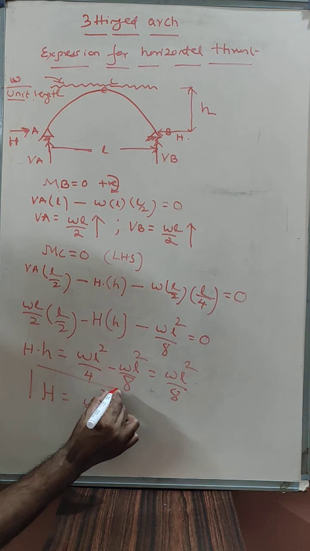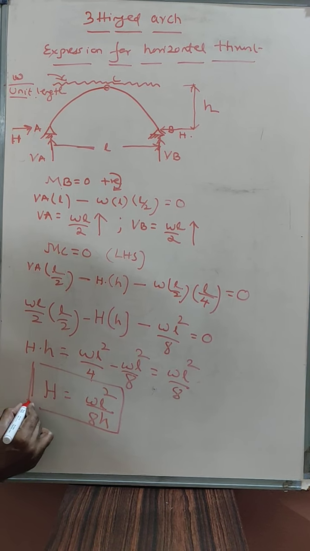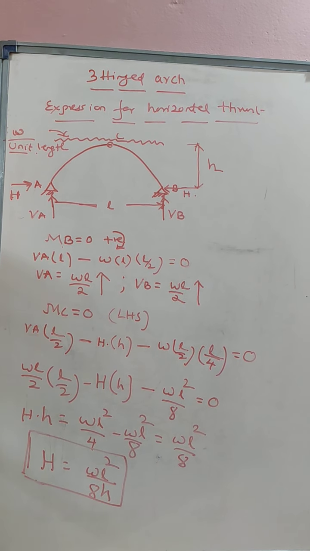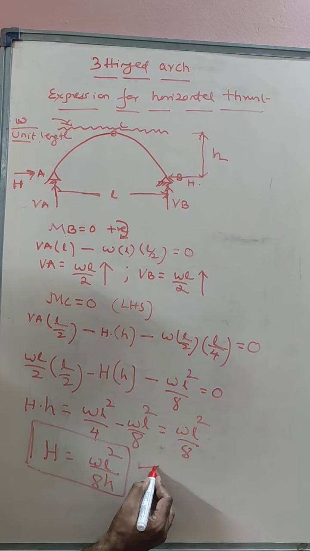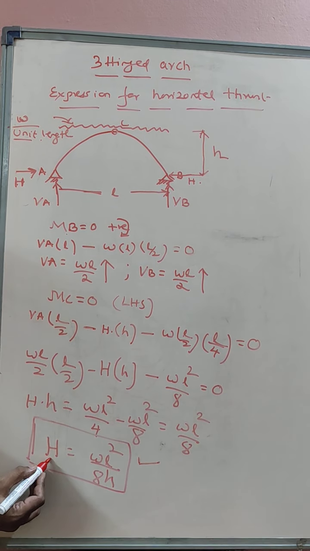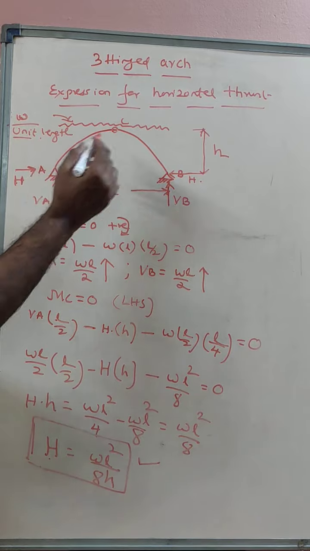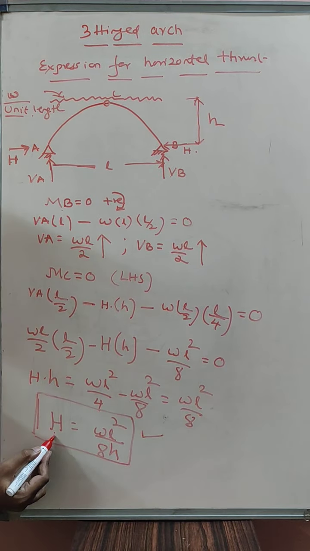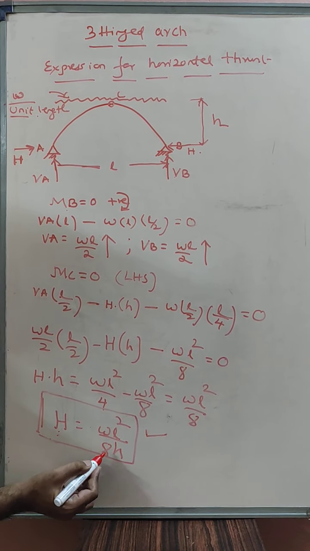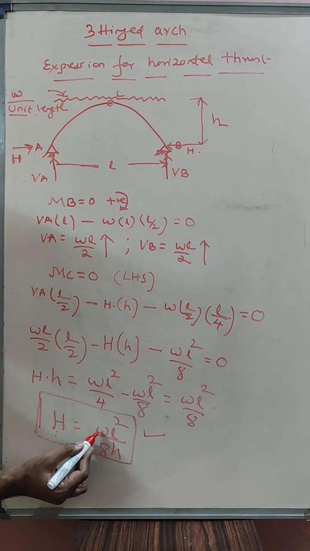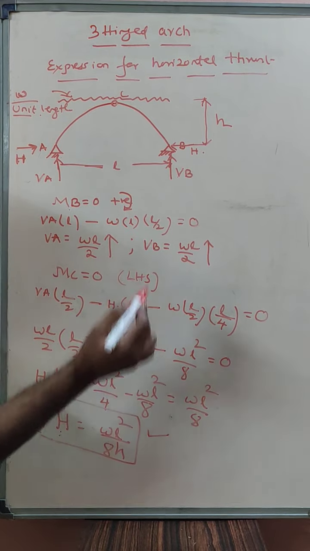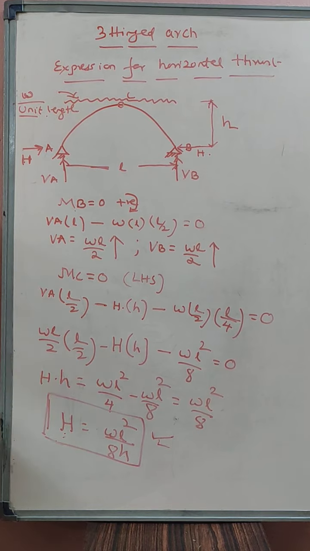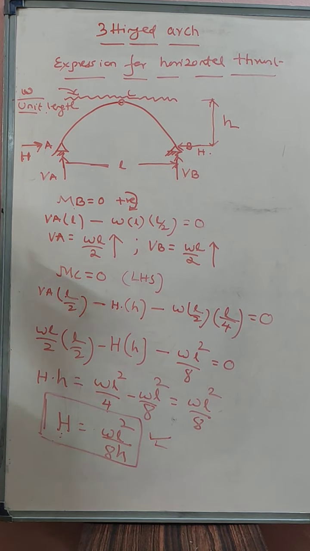This is a very important formula that you need to remember. So this is how you can find the expression for horizontal thrust for an arch, whether it is parabolic or circular, where the supports are at the same level. The horizontal thrust is given by WL square upon 8h, where W is the uniformly distributed load, L is the span, and h is the rise of the arch. So this is the expression for horizontal thrust in case of an arch subjected to UDL.